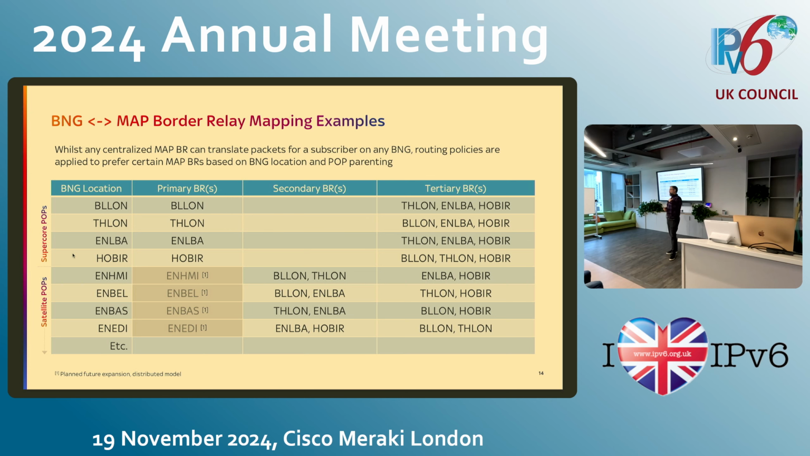And if we do go distributed, then the additional border relays at those distributed satellite POPs will become primary, and if they were to fail, then packets will go to the 2 parent sites that that satellite POP parents to.